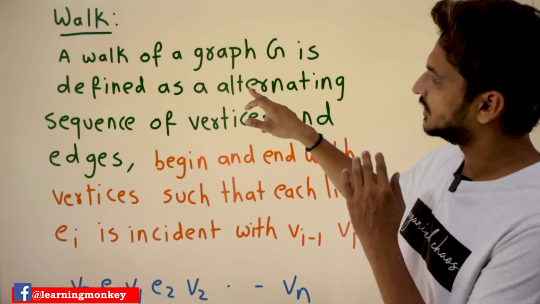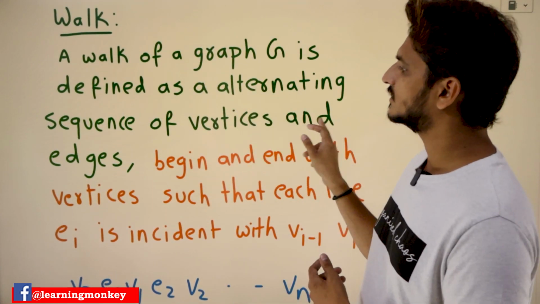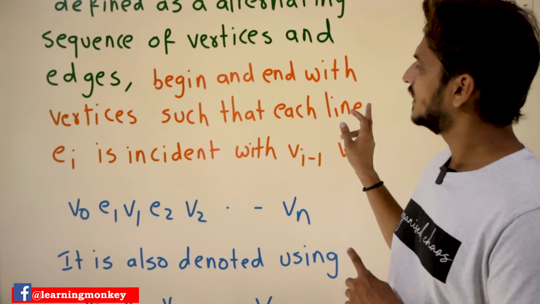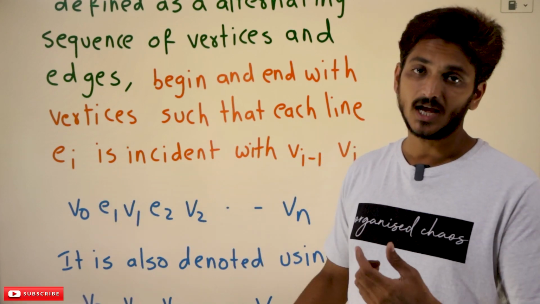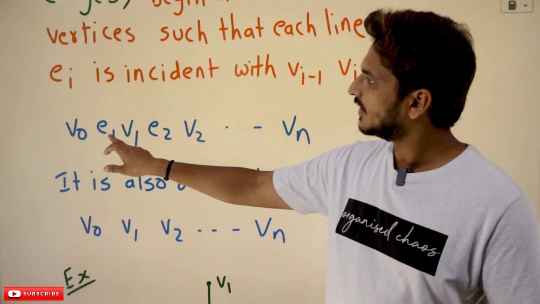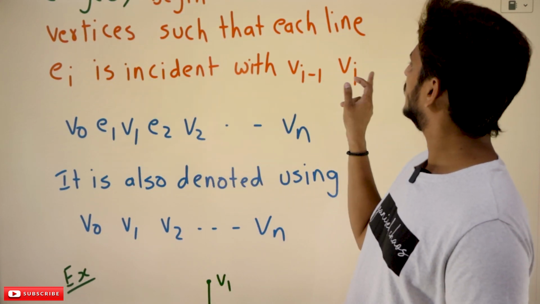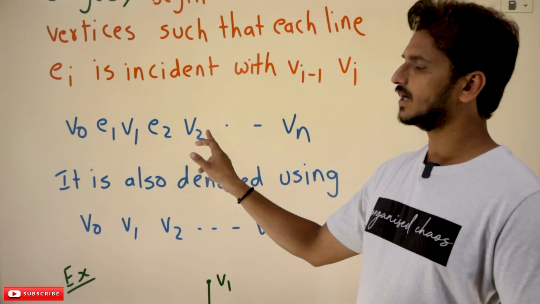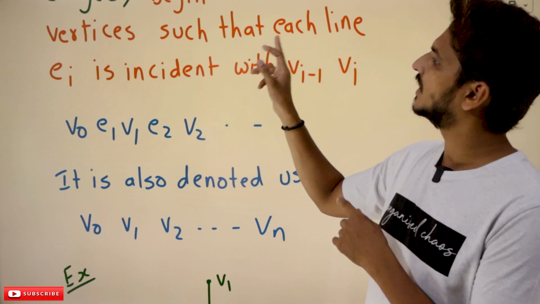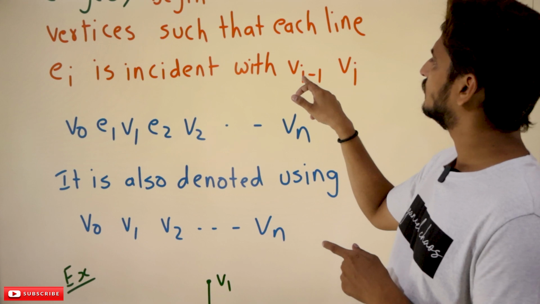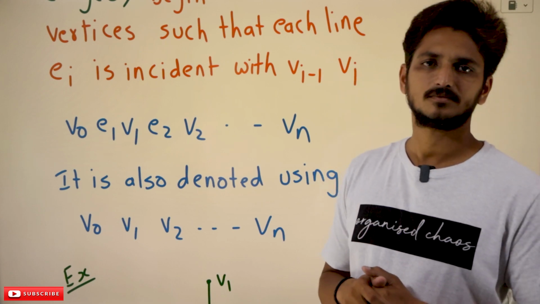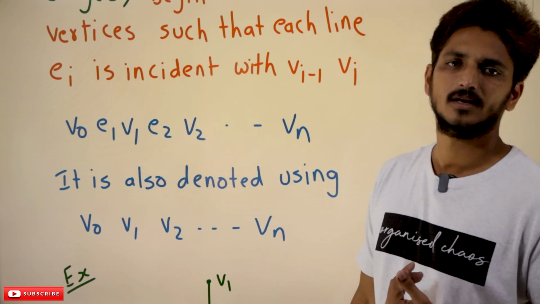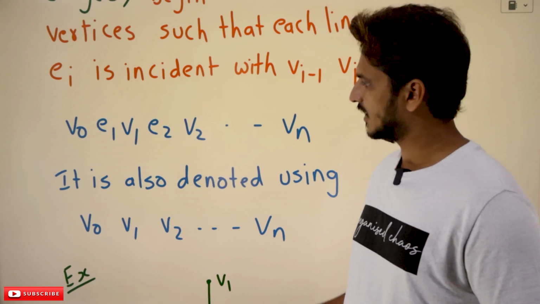So it is shown as an alternating sequence of vertices and edges that begin and end with vertices, such that each edge Ei is incident with Vi minus 1 and Vi. What does that mean? E1 is an edge between V0 and V1, E2 is an edge between V1 and V2. That is what this statement says: each edge Ei is incident with Vi minus 1, the previous vertex, and Vi. This is the definition of a walk.